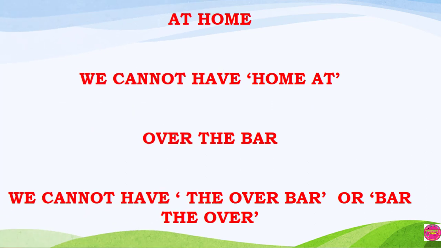At home, a group of words which are related. We cannot have home at. Over the bar. These are a group of words that are related and well arranged. We cannot have the over bar or bar the over.